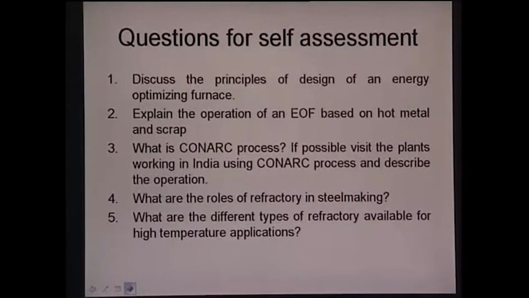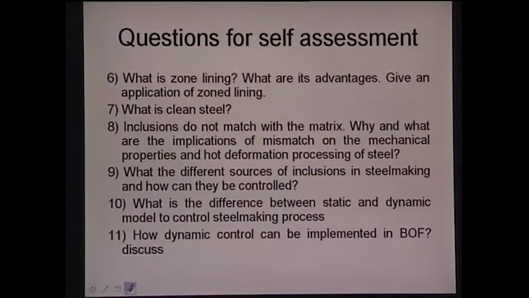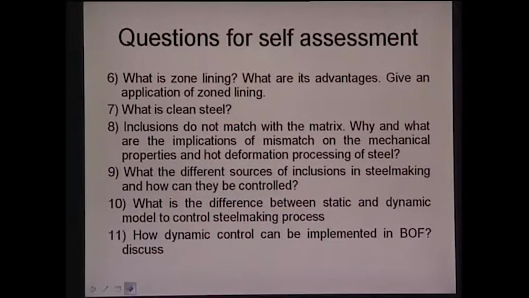And describe the operation. What are the roles of refractory in steel making? Already I said. What are the different types of refractory materials available for high temperature applications? What is zone lining? I have explained by taking 2 important vessels, torpedo vessel and LD converter steel making. You can also take another example, for example, ladle or continuous casting tundish, where zone lining is also done. What are the advantages? Give an application of zone lining.